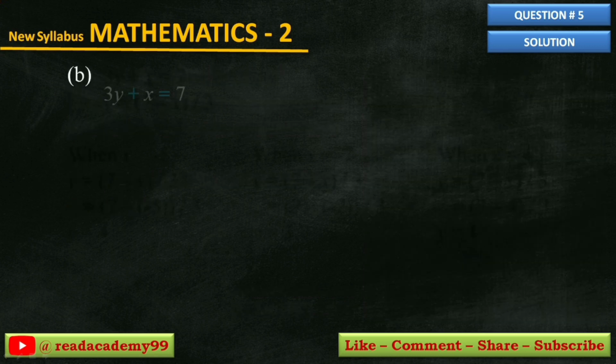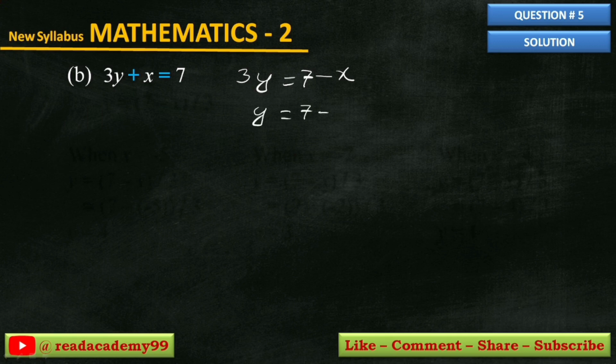Now let us solve the second part. The first equation is 3y plus x equals 7. To make y the subject of the equation, first subtract x from both sides. So 3y equals 7 minus x. Now divide by 3 on both sides. y equals (7 minus x) by 3.